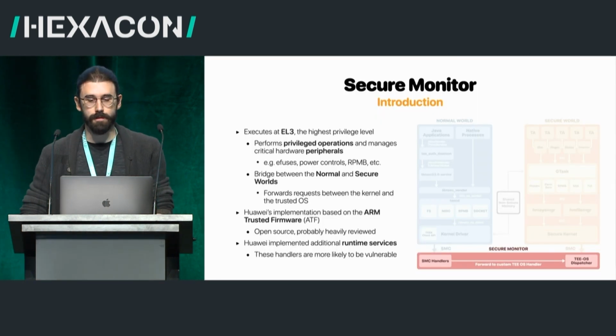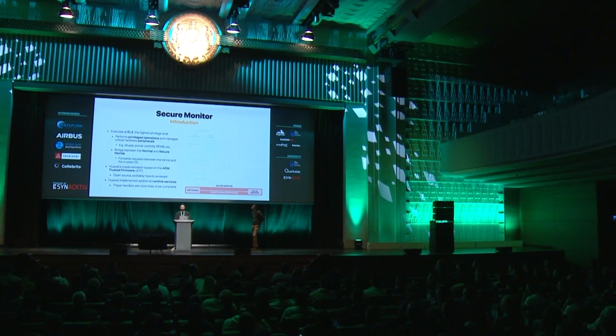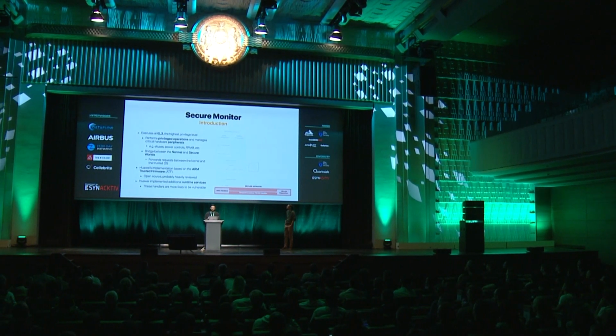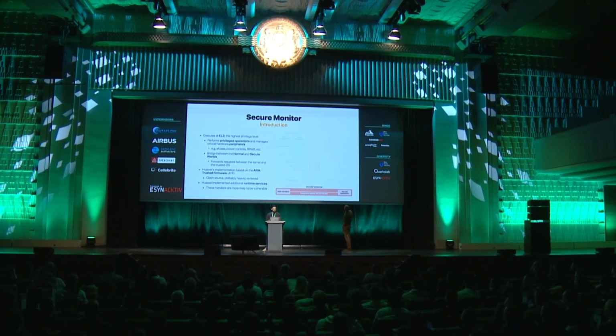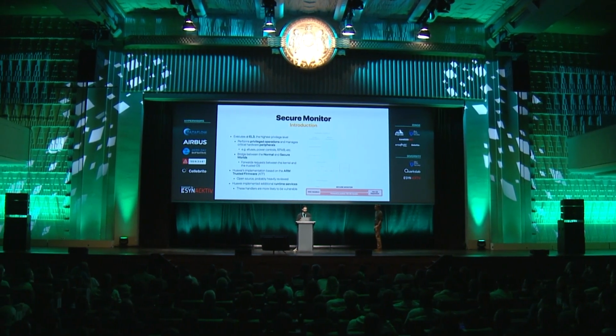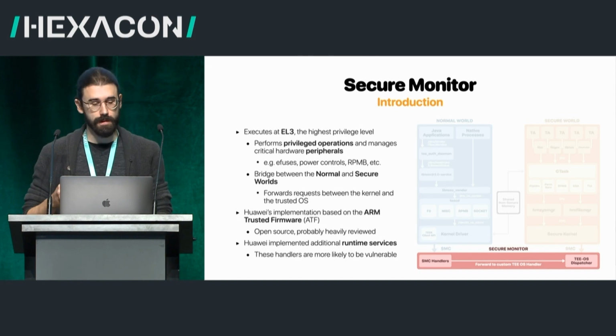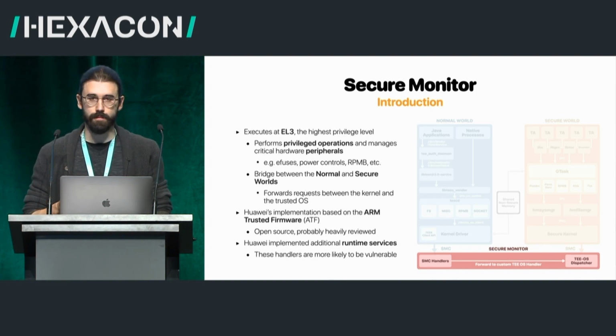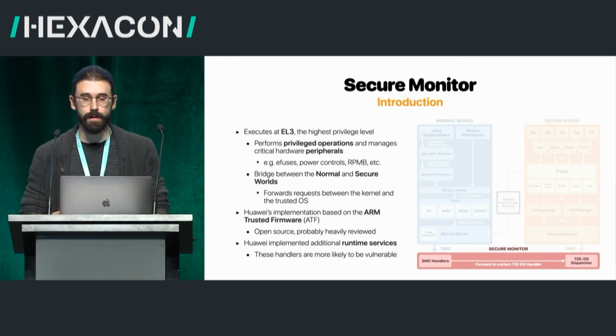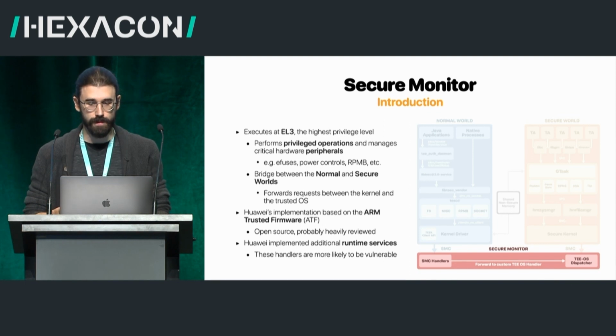The secure monitor, which runs at EL3, is the most privileged software component that runs on an ARM device. It performs privileged operations and manages critical hardware peripherals, such as eFuses, power controls, etc. It also acts as a bridge between the normal and secure worlds by forwarding requests between the Android kernel and the trusted OS. Regarding Huawei's implementation, they chose to base it on ATF, which is the ARM Trusted Firmware. It's a reference implementation that is open source and provided by ARM.